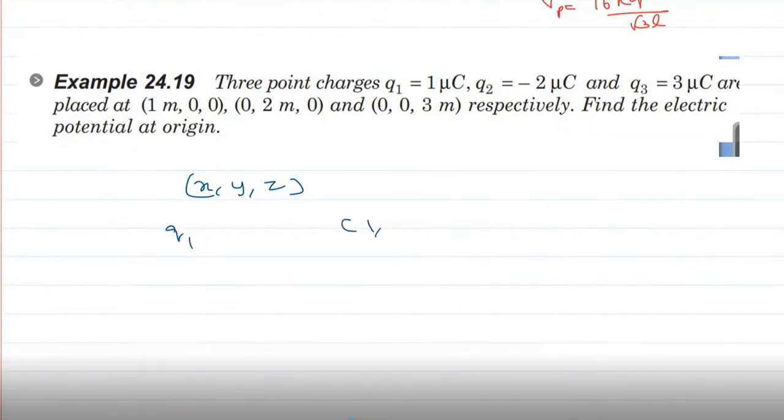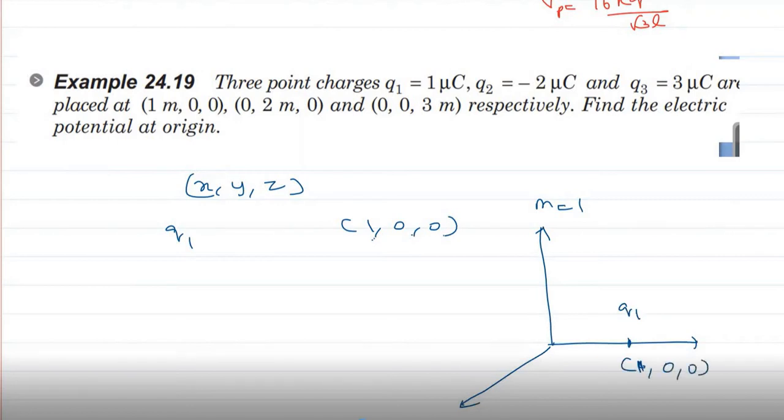Q1 is placed at 1, 0, 0. If you take M as 1, you can do it in that way. Q1 is placed along the x-axis. 1, 0, 0 means what? Y is 0, Z is 0, only the x value is there. So if you draw it in the Cartesian system, it will be like this. So this is where you have the Q1 charge. Next one is Q2. Q2 is at 0, 2, 0.